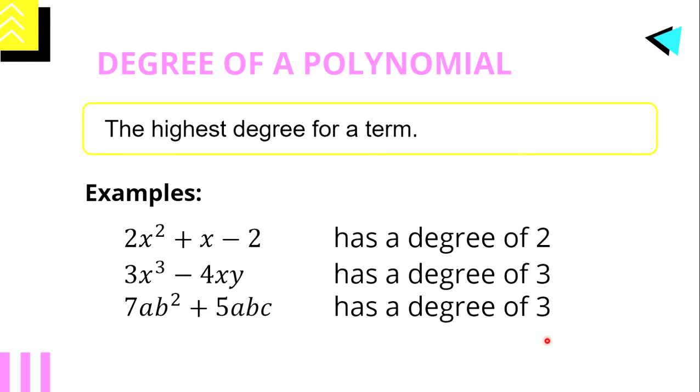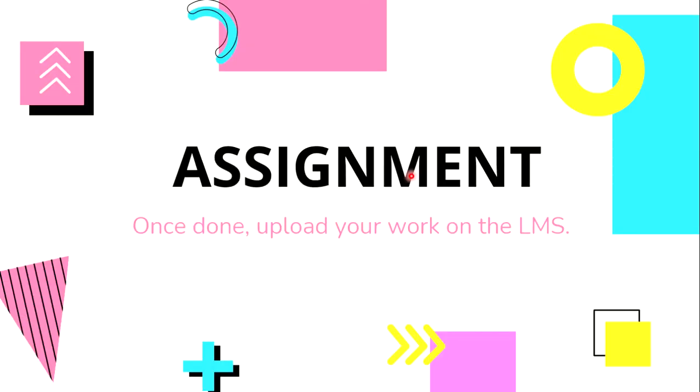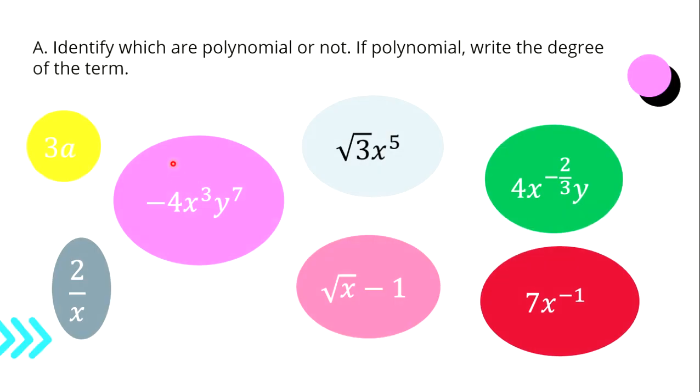So for your assignment, kindly do what is asked. Follow the instructions, and once you're done, upload your work on the LMS. Please do not forget. Here is the first one. Identify which are polynomials or not. Kindly write polynomial if it is and not if it's not. If it is a polynomial, you have to write the degree of the term.